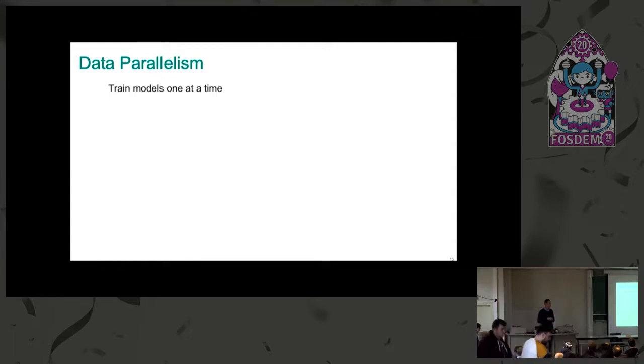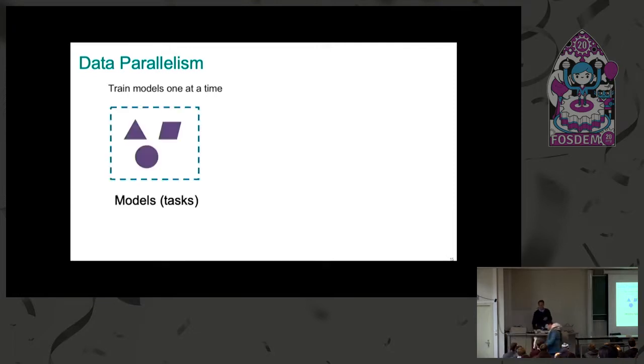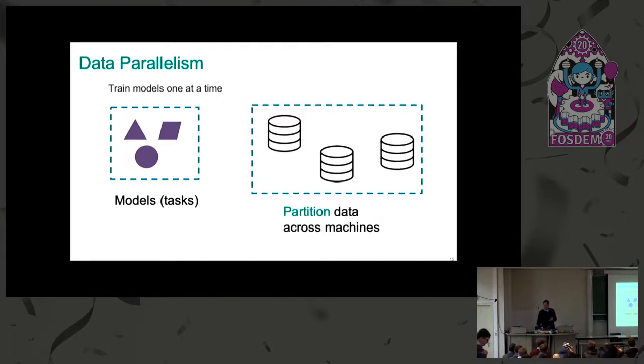Data parallelism is a bit different now. We're going to train one model at a time. However, we're going to do it a little bit differently. So we've got our 256 models that we want to train. Instead of replicating our data, we partition our data. Some people call those shards. So you put some of your data on one machine, some of your data on another machine, et cetera, until you've sharded your data.